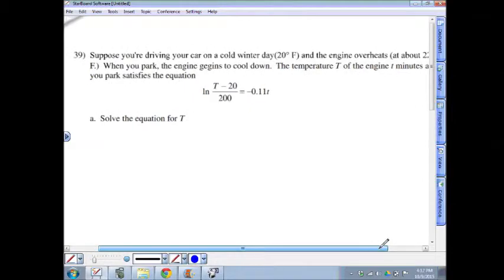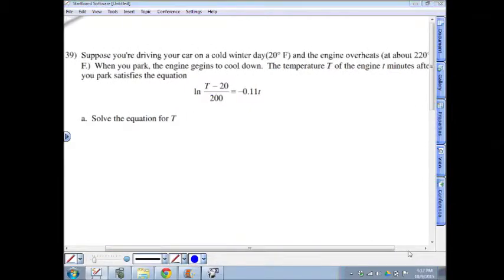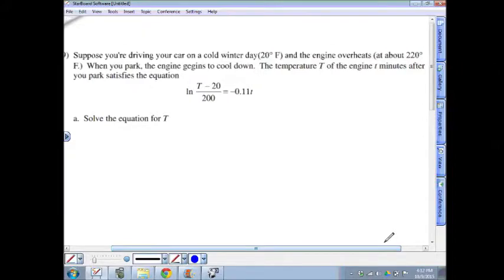Okay, I apologize, there are some typos in this one. Suppose you're driving a car, the engine overheats, you park the car to let the engine cool down. This model right here describes the amount of time it takes and the temperature that the engine cools to. So we've got a capital T for temperature and a little t here for time.